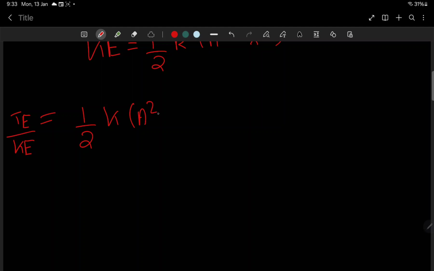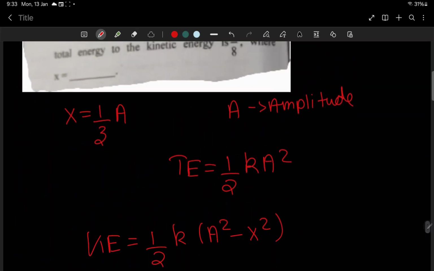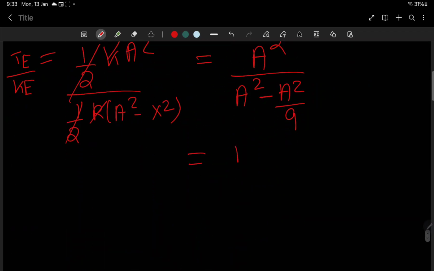Half K A square by half K (A square minus X square). K is the same for the medium, half will be cutting off. So we are having A square by A square minus X square. X is how much? A by 3, so X square is A square by 9. So we are having A square by (A square minus A square by 9), that is 8 A square by 9. Therefore A square is cut.